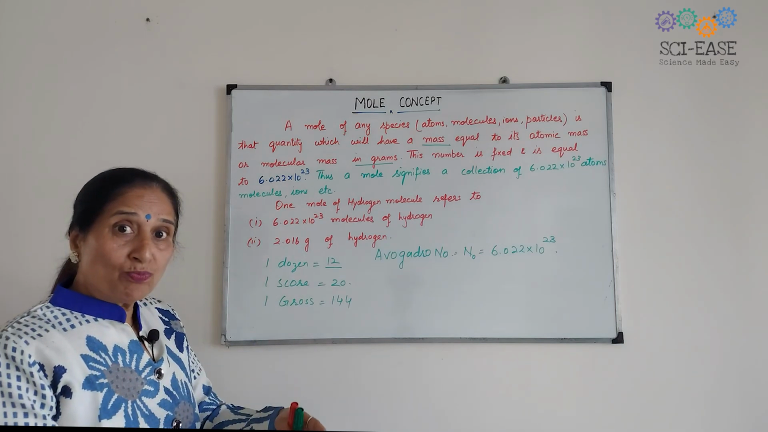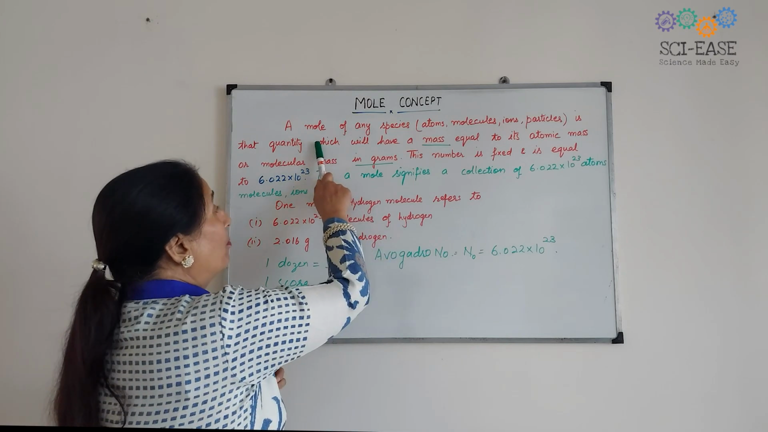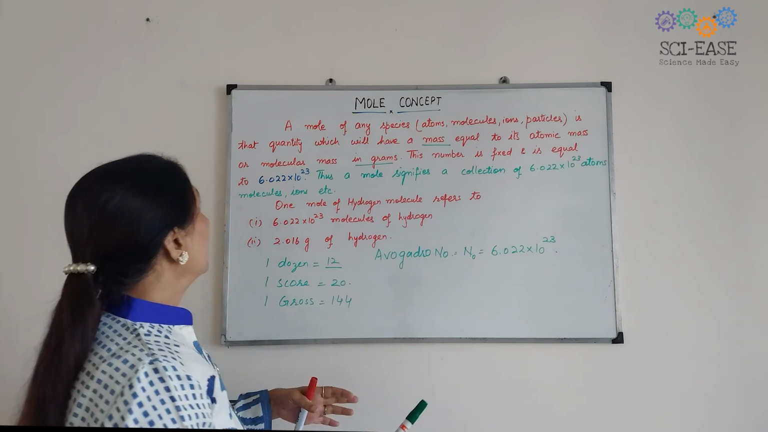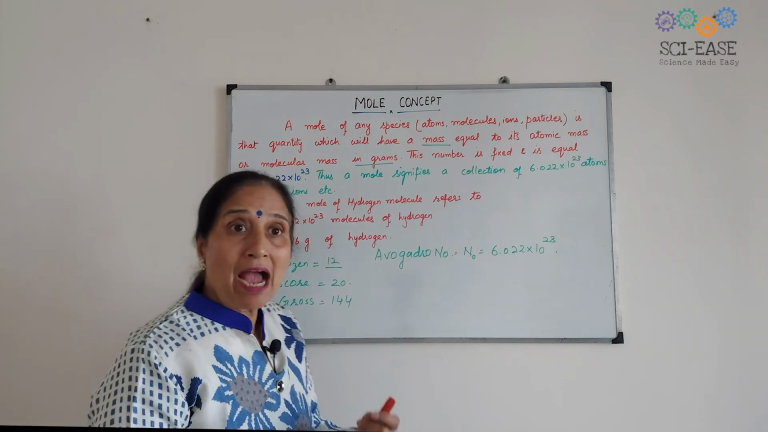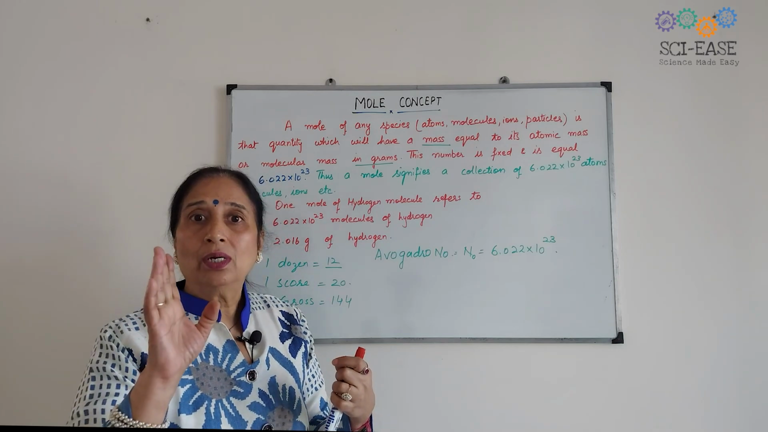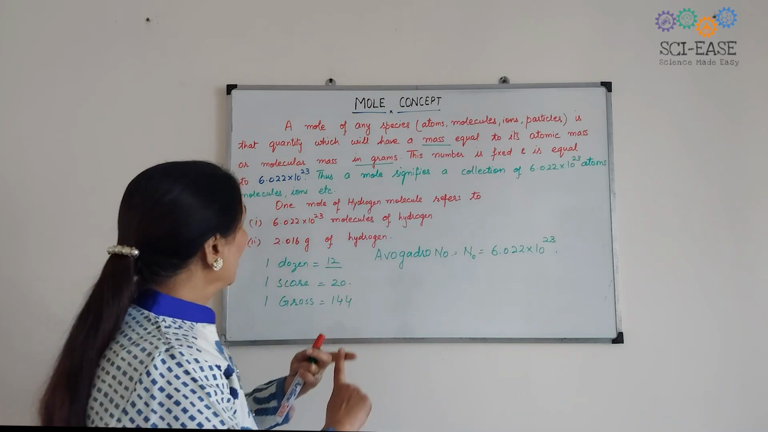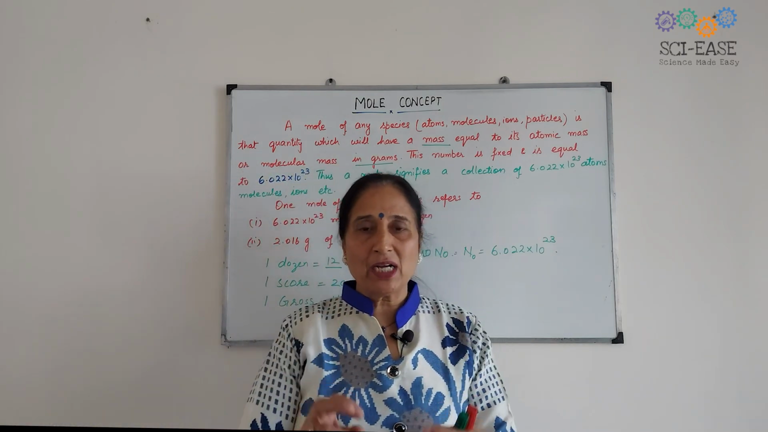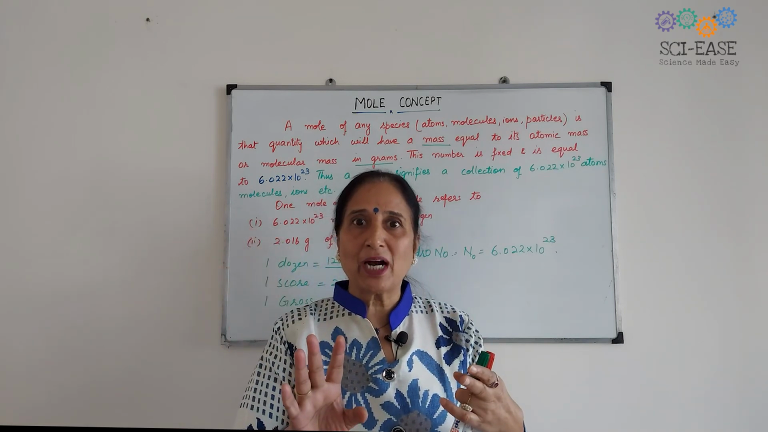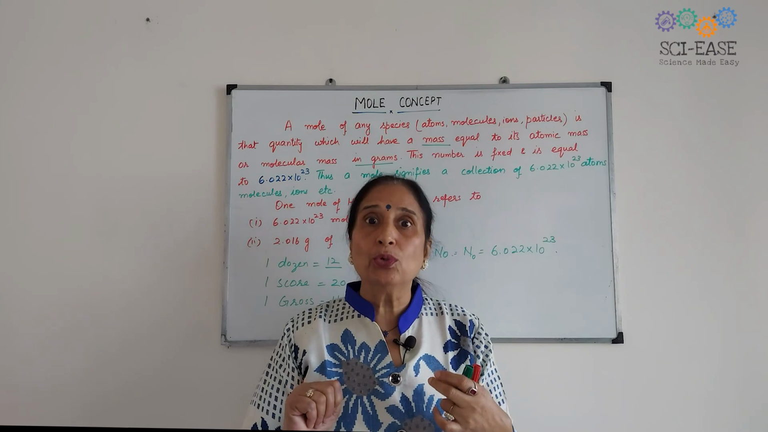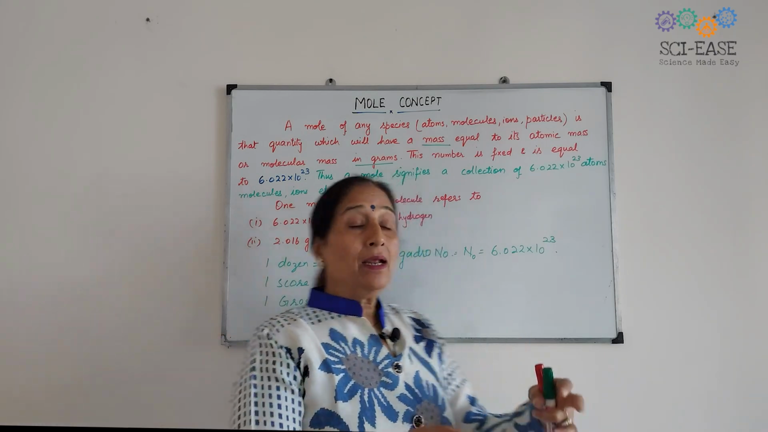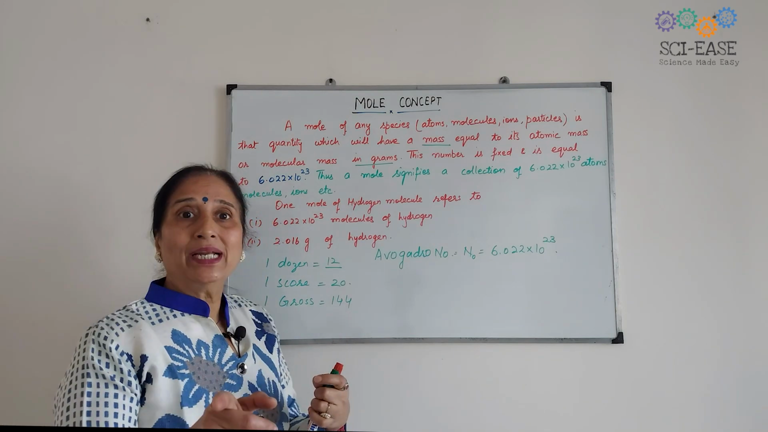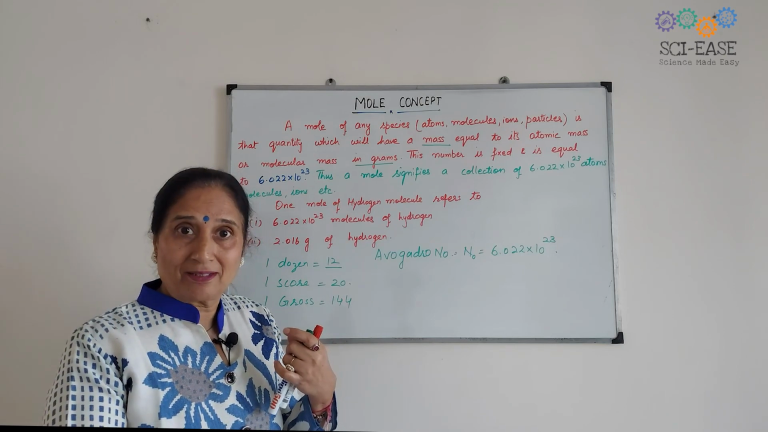Okay, so what is mole? I will repeat once again. A mole of any species, atoms, molecules or ions is that quantity which will have a mass equal to atomic mass or molecular mass, but in grams. You know how to calculate the atomic mass, you know how to calculate the molecular mass, and there we use the unit U or AMU.